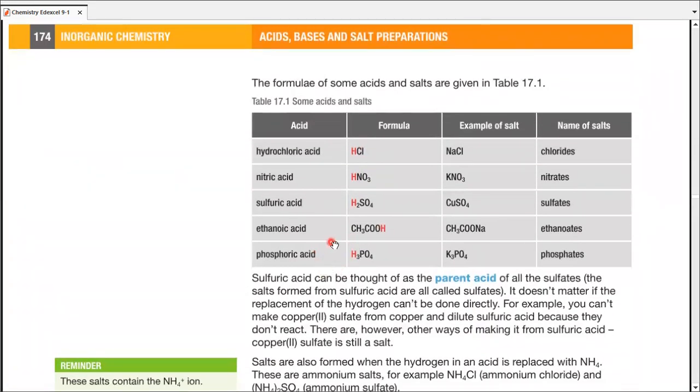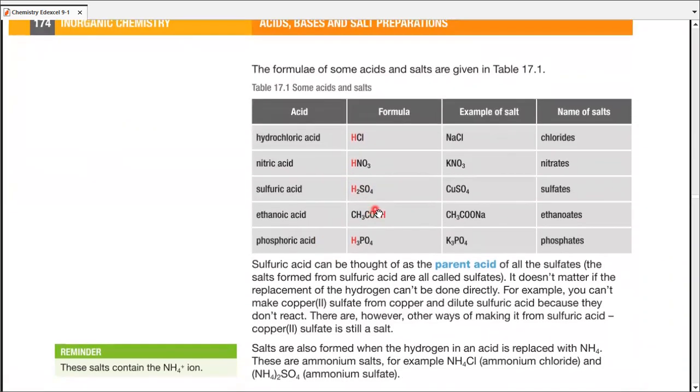The most common one is sodium chloride, and we use it as table salt. And of course, the table right in front of you also starts with that example. Take a look at this hydrochloric acid. We replace the H with sodium. We have a chloride salt. Now notice, hydrochloric acid would every time give us a chloride salt. Nitric acid would every time give us a nitrate salt. Sulfuric acid would every time give us a sulfate salt.